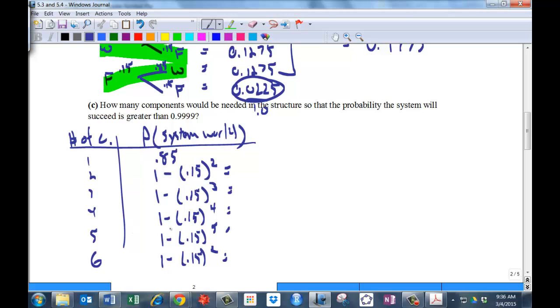And if you check all these numbers, you'll find that it's this one right here that gives us the correct answer. And this is 0.9992424063. So this probability is the first one. So we would need to add 5 components.